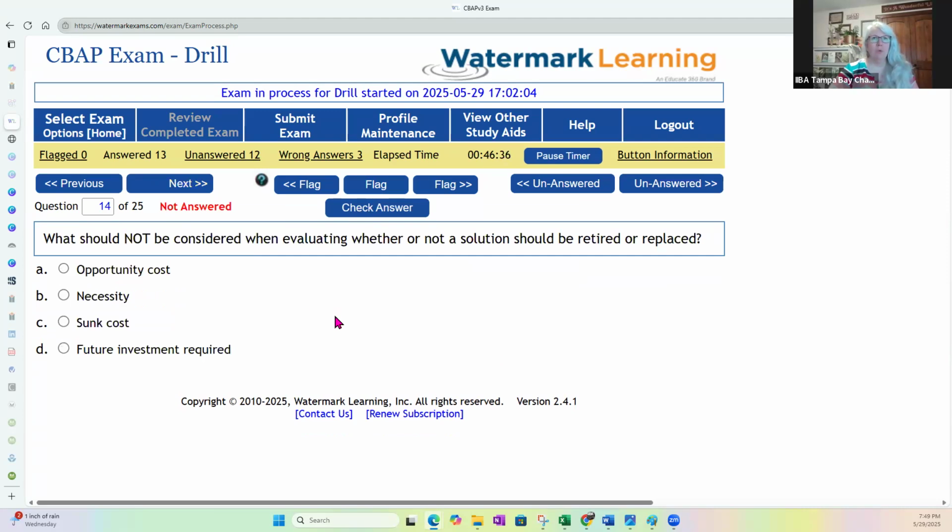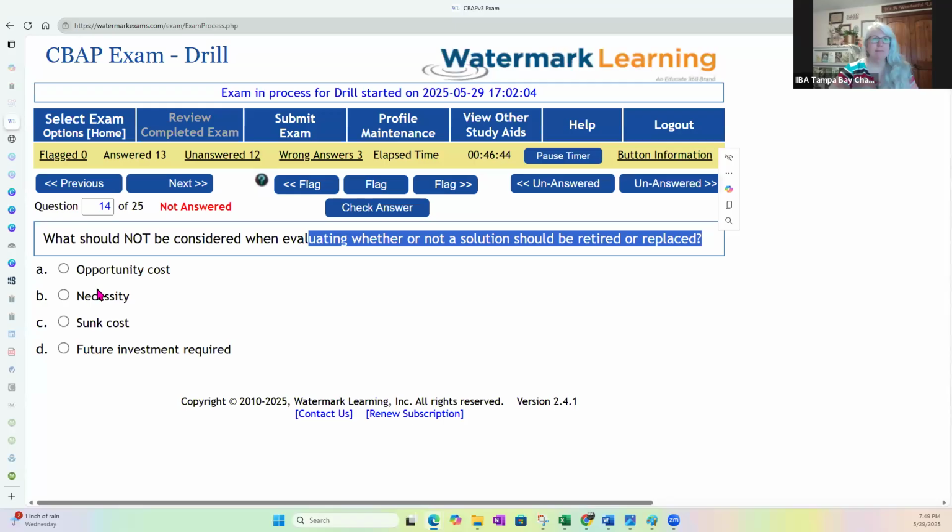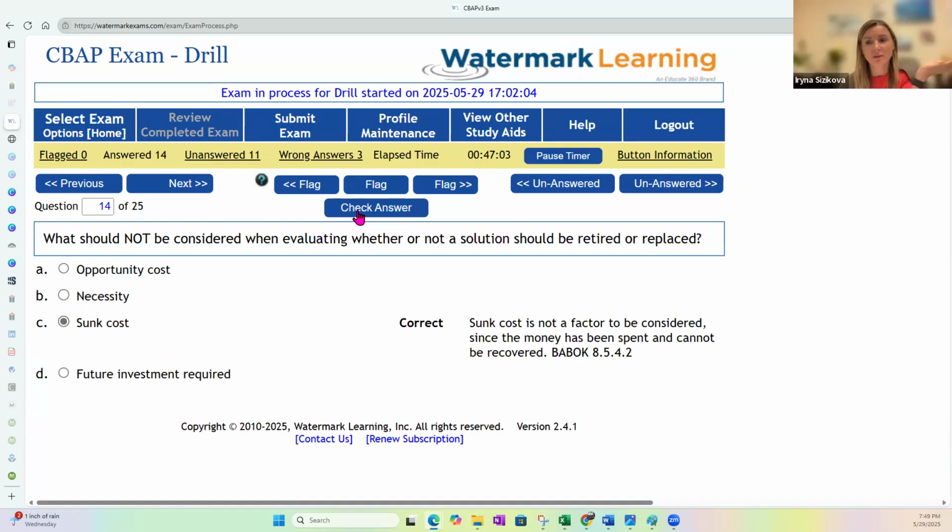What should not be considered when evaluating whether or not a solution should be retired or replaced? So when we're evaluating this part, we're in our last task. Would it be opportunity cost, necessity, sunk cost, or future investment required? So 3 of these things should be considered. 1 of these should not. Sunk cost. Yeah, we spent it and we can't get it back anyway. You can't get it back.